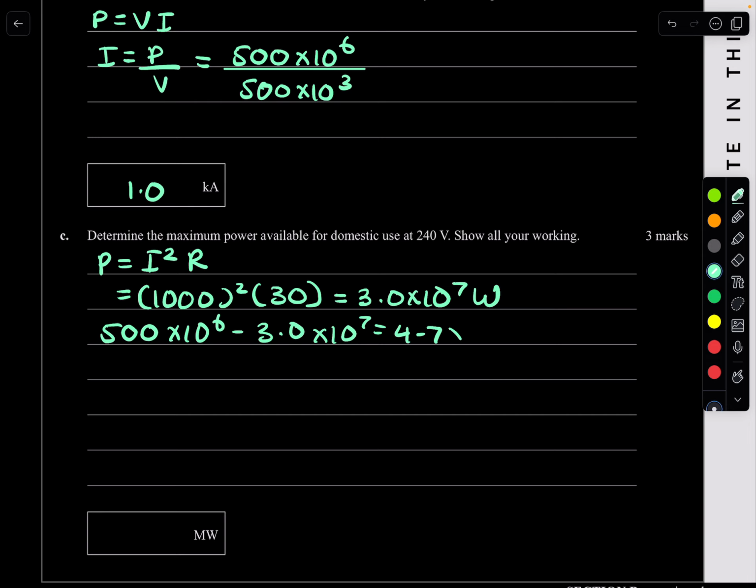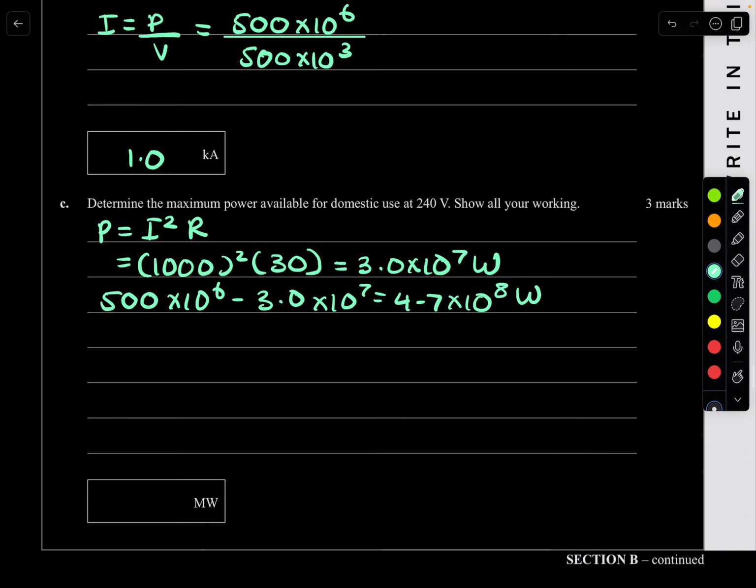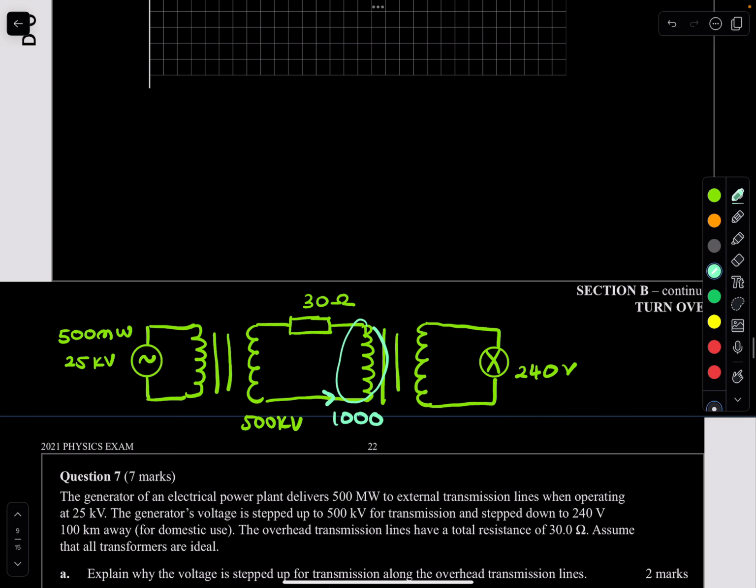That's going to give me 4.7 times 10 to the power of 8 watts. Let's double check. Yep, 8 watts. And so we got the power that will be received through the input voltage of this transformer.